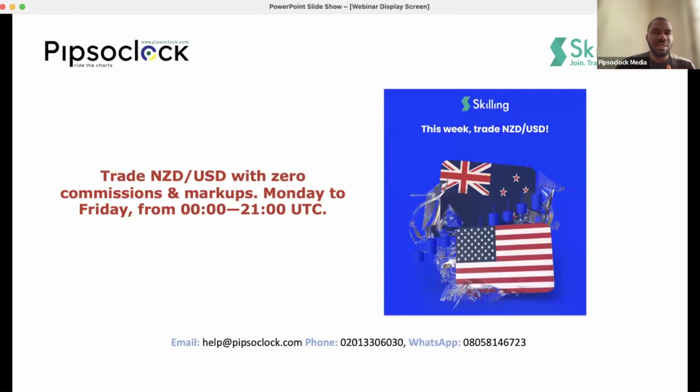There's also another very good thing on Skilling. Every week, there are selected trading instruments on which you enjoy no fees on the trading. So no commission, no markups from Monday to Friday. For this week, the NZD USD currency pair is on the zero-zero campaign. So you can trade NZD USD this week without being charged any commission, markups or anything of such.